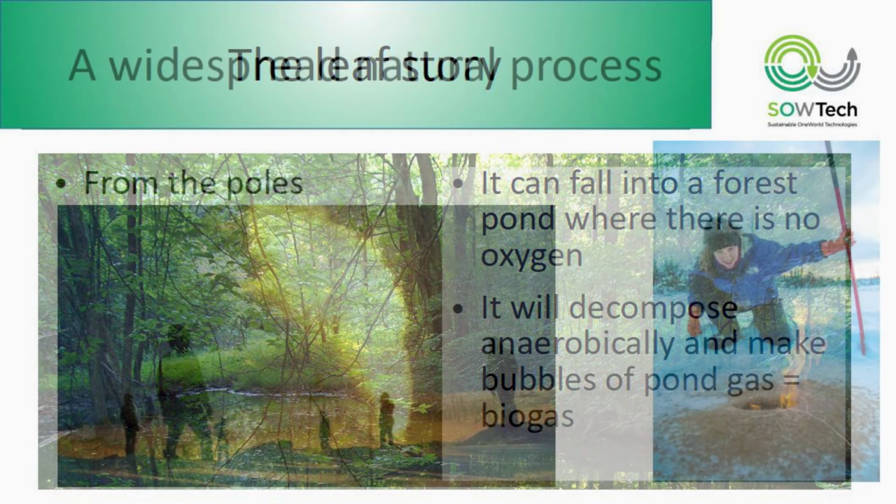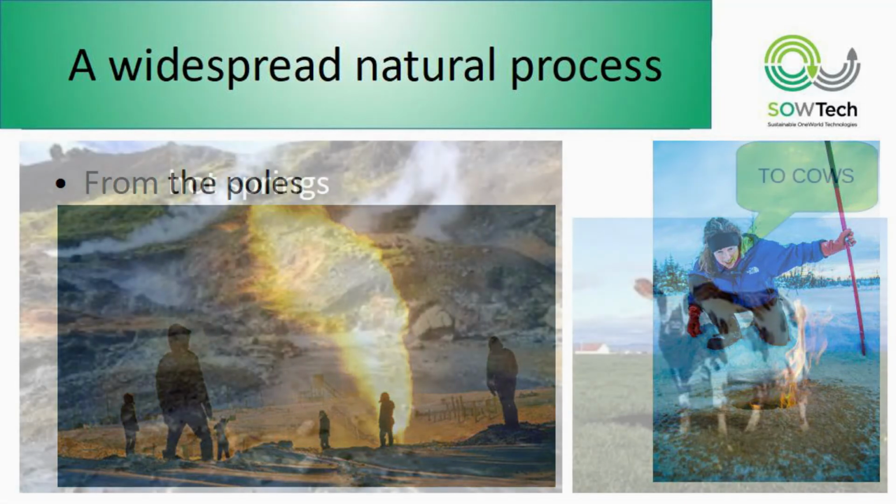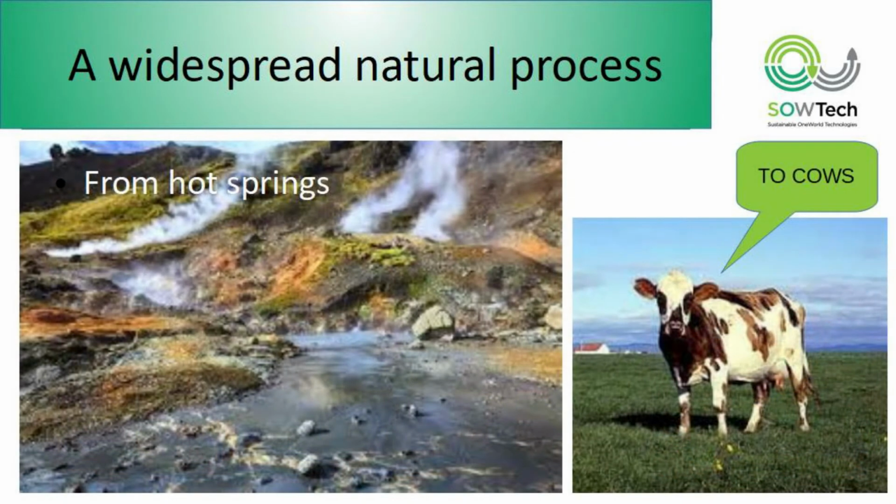These pictures show methane being burnt as it is released from the ground in the polar areas. AD occurs over millions of hectares, albeit slowly. AD also occurs in the very hot waters found in thermal springs, such as those in volcanically active areas as Iceland is.